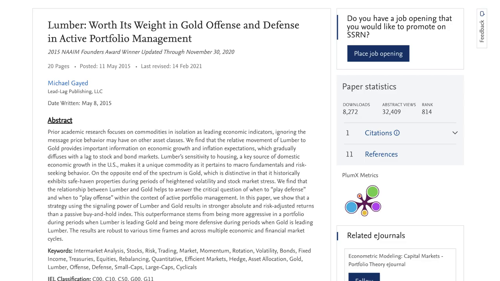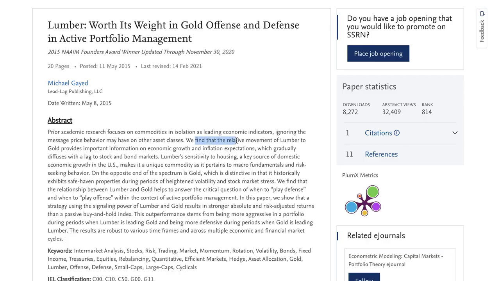Welcome back, everybody. Before I show you how to build the indicator and how to use the indicator and how it's so powerful, let me show you the idea where it came from. It started with an award-winning research paper known as the lumber to gold ratio, or lumber worth its weight in gold, offense and defense in active portfolio management. This is developed by Michael Gayad, and that is one person that I interviewed on this channel.